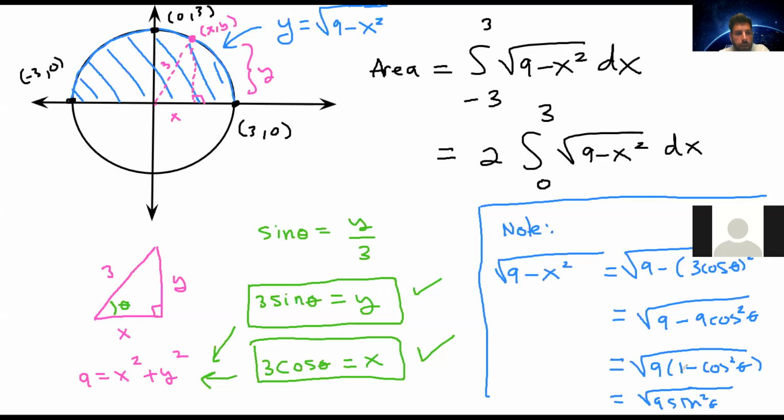Now, this might look like a bunch of nonsense, but now we have written 9 minus x squared as a perfect square. So let's summarize. Before I switch pages, does anybody have a question about this?